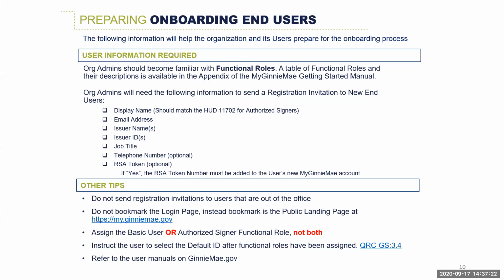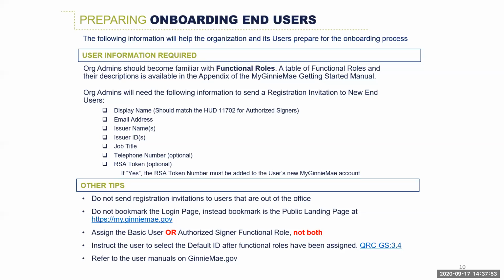And that is our help desk at the Bank of New York Mellon. Contact information will be provided to you a little bit later on. But that is what you would do if you realize that you input either an incorrect or misspelled name, or if you later realize that the name as you set them up does not align with the HUD 11702 and how their name is listed on that 11702.